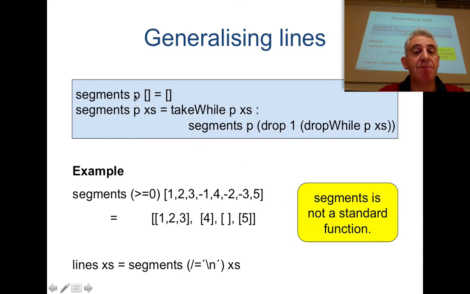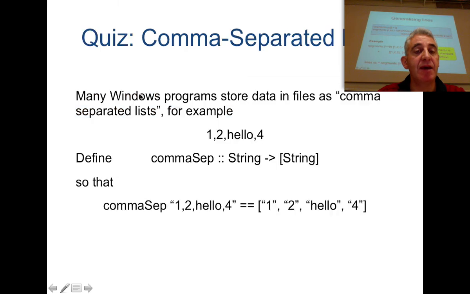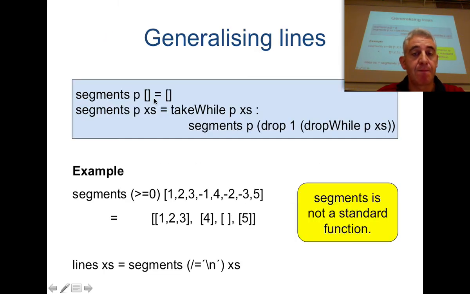It just generalizes it by lifting out the property and making it an argument. So you take while the property holds, throw away the element that failed the property, throw away the first segment and the element that failed the property, and recursively continue. So then lines could be defined as segments of things which are not equal to the new line. Okay, so you see the pattern.